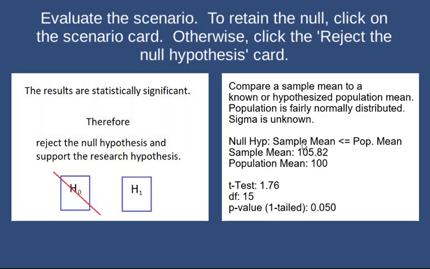Here our null hypothesis is that the sample mean is less than or equal to the population mean. Sample mean is 105.82. The population mean is 100. So the results here are not what the null hypothesis is specifying. It's going in the exact opposite direction. So it's a good sign. The t-test is 1.76, and our p-value for this one-tailed test is 0.050. That is less than or equal to our alpha level, 0.05. That's as big as a p-value you can have and still reject the null hypothesis. So we reject the null.